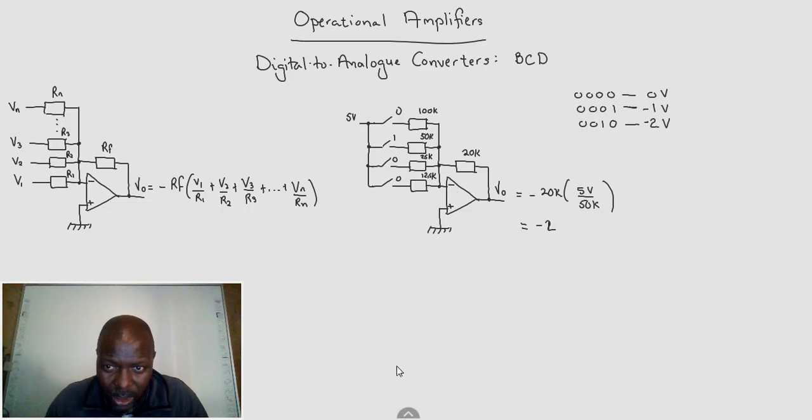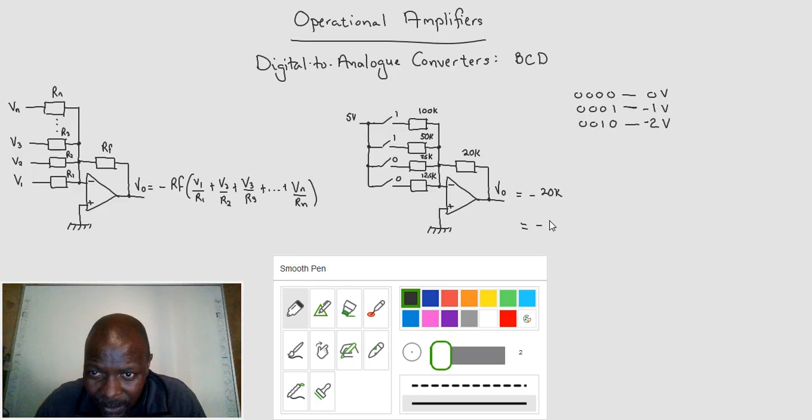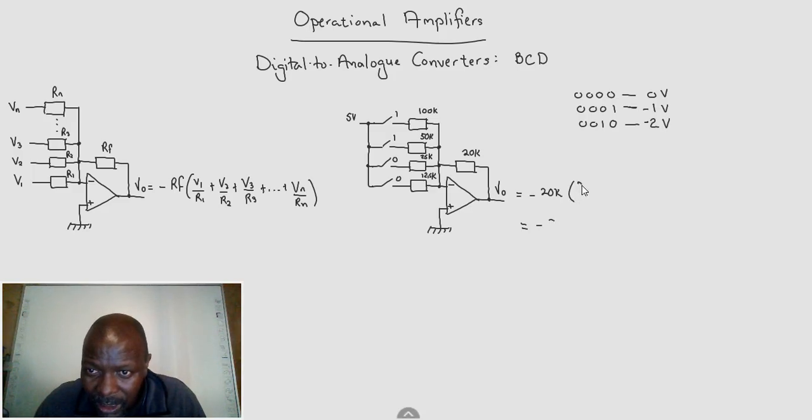All right. So we go on and say, what if we go on and say 1 1? What do we have? We have a different scenario now where we have our 20k. It's already there, our 20k, but our current one is going to be 5 volts divided by 100k, plus these two currents are adding up there. That will be 5 volts divided by 50k.